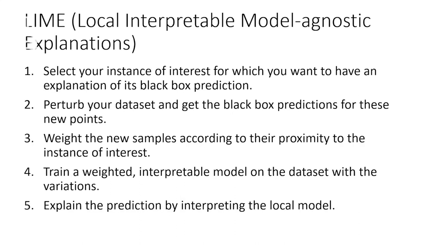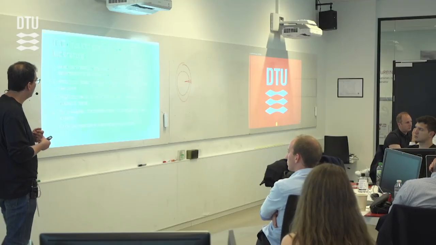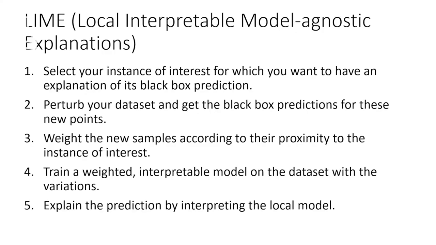That's called distillation. But there is another approach, which is pretty common in the community too, called LIME or SHAP. I will talk about LIME. LIME stands for local interpretable model-agnostic explanations. The idea is, I think, very simple. You take a problem where you want to give an explanation for a particular instance, not for your whole model, but just for one particular decision that you've made. You select what you would like to achieve. You perturb your data set and you get black box predictions for the perturbations. You weigh the new samples according to their proximity to the instance that you actually care about. You train a simple model, say a linear model, that you can explain well, on the data set, and then you interpret the local model.